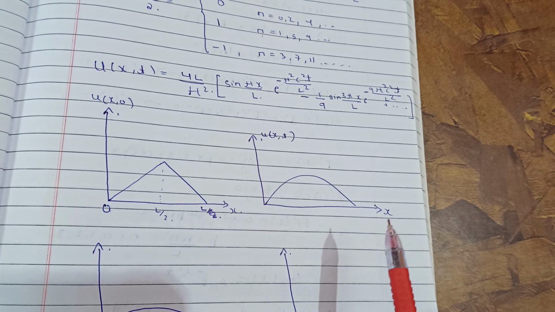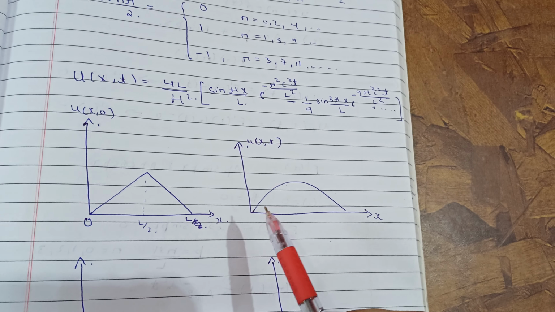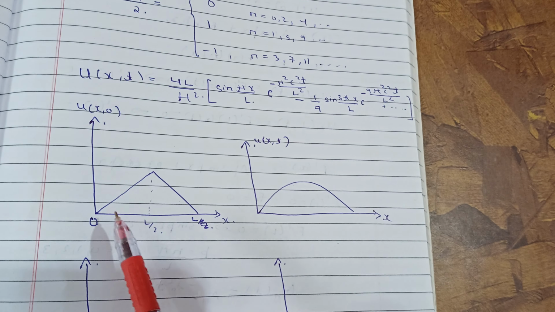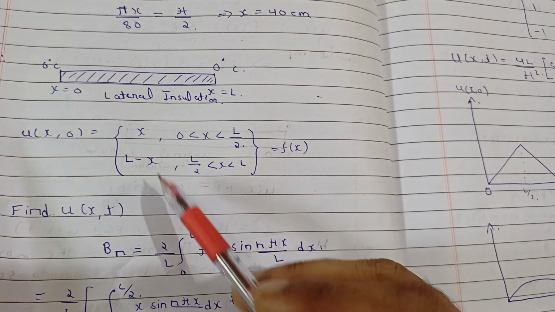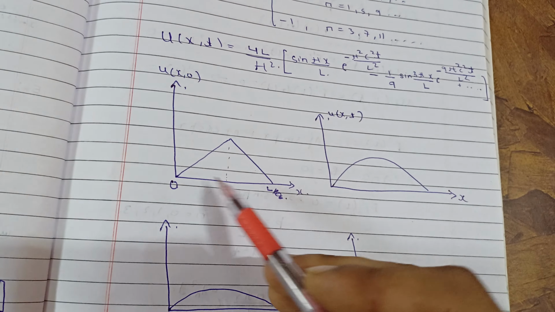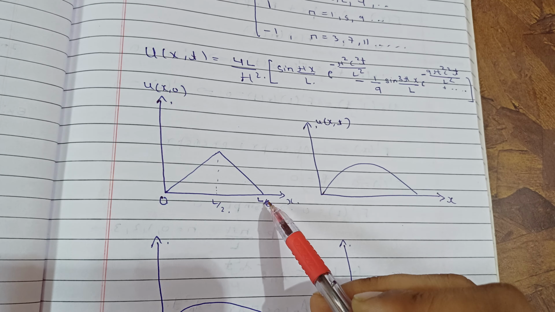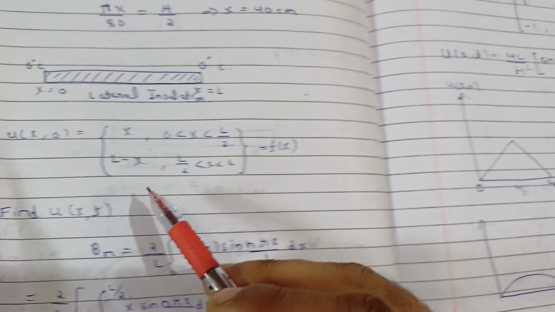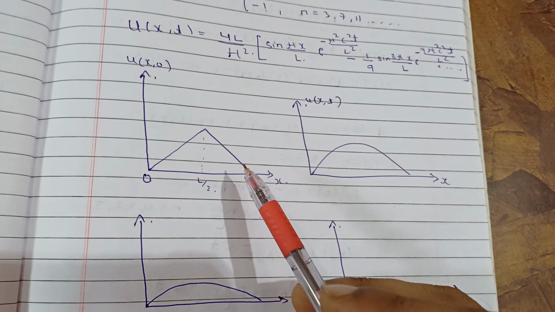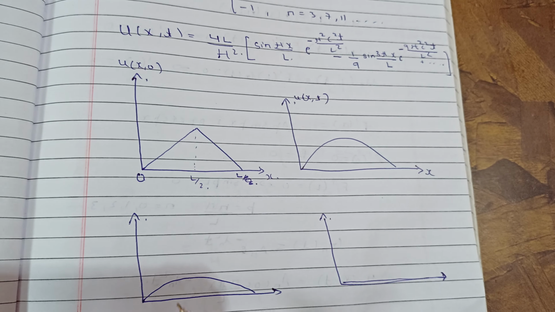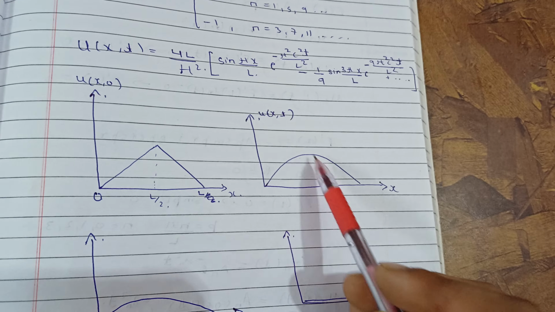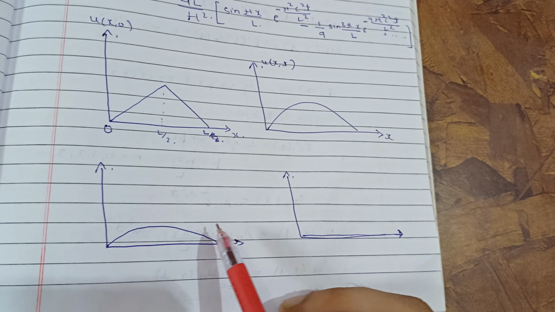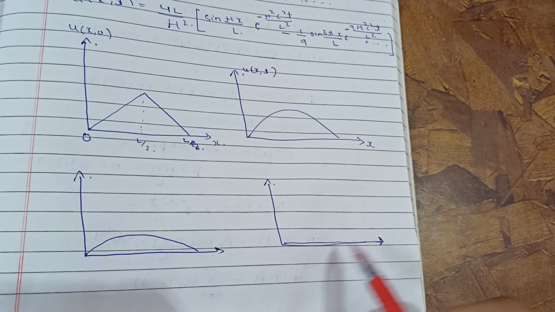So if someone asks you to plot this temperature at t equal to 0, the initial temperature can be plotted this way. From 0 to L by 2 it is x, so it will be a straight line. Then from L by 2 to L it will be L minus x, so it will have a negative slope, and it will go like this. This maximum temperature drops with time, so it will be somehow like this, and after some time it will be like this, then at infinite time it will be 0.